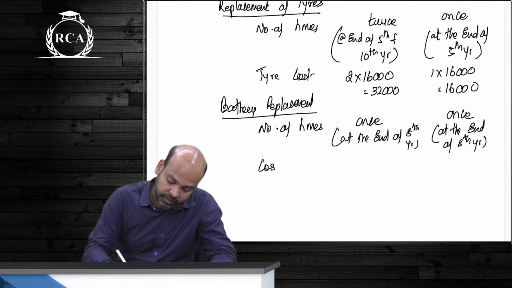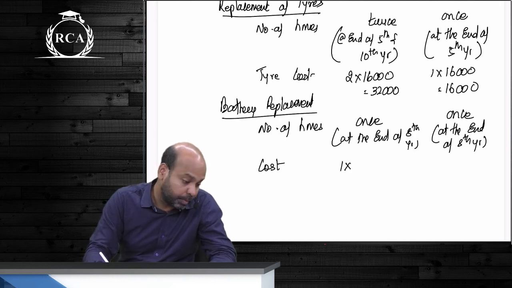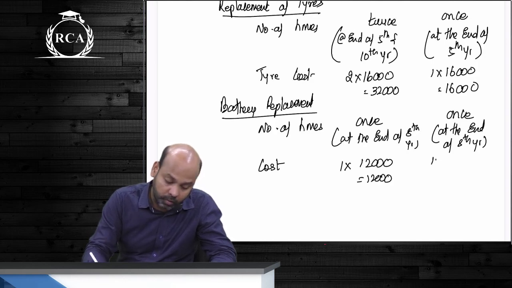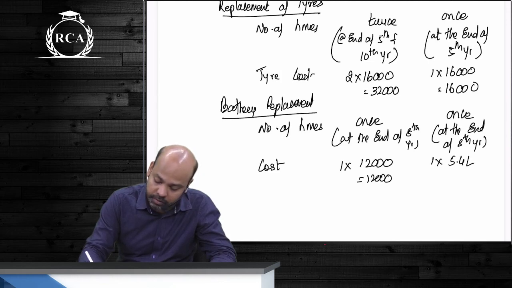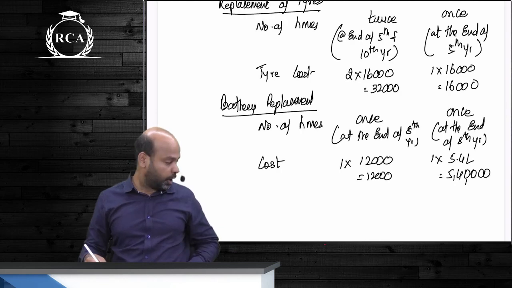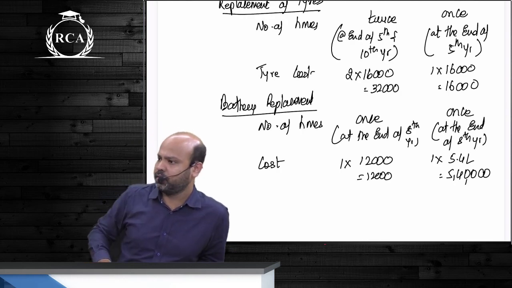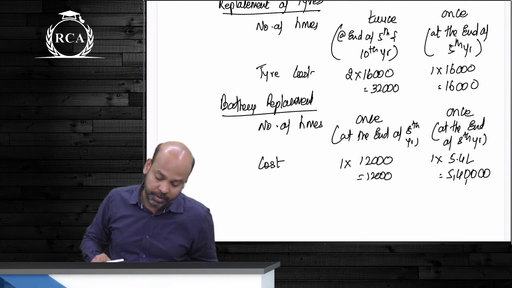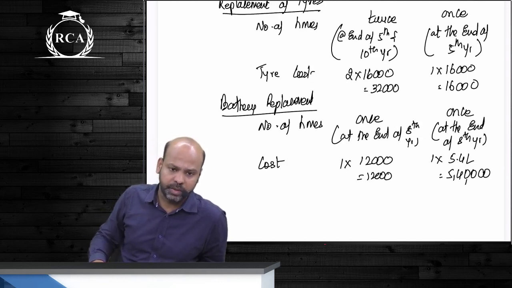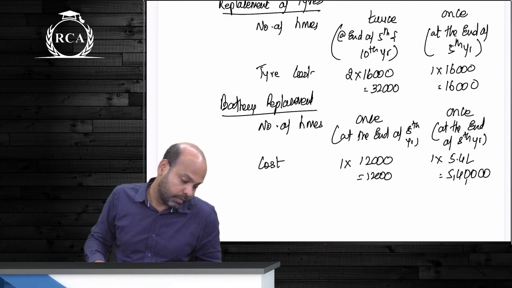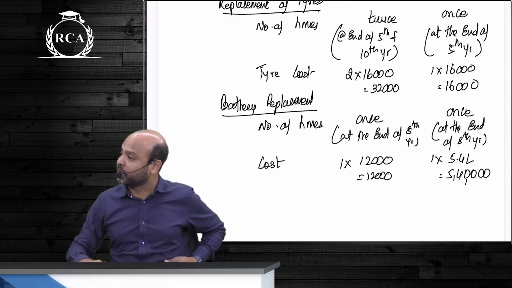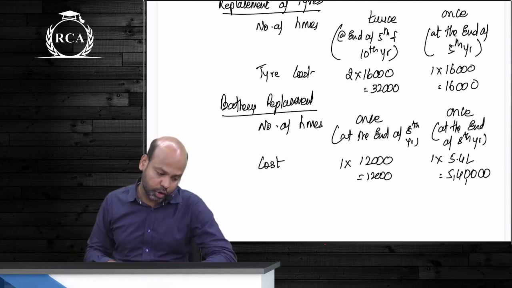So my cost as such beta battery replacement will be 1 into battery का cost कितना है बेटा ये? 12,000 rupees. 1 into 5,40,000, 5,40,000. This will be your battery replacement cost, guys. We got replacement of tires, we got battery replacement. We are done with the fourth bit also, guys. अब directly monthly operating cost statement शुरू करें बेटा.